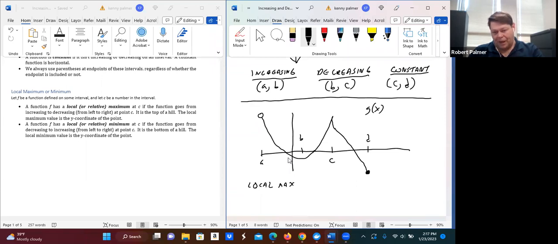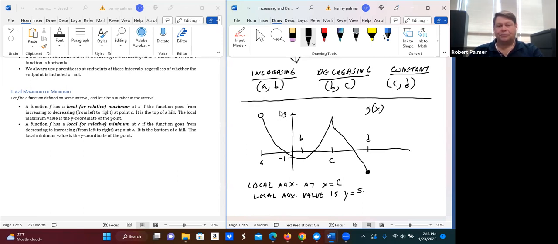and maybe I should label values. Let's say maybe this is at -1 right here. Let's say this is at 5. Okay. So I have a local maximum at point C, or x equals C. And the local maximum value is the y value, which is y equals 5. Okay. Well, once again, it's local because it's the highest point around.